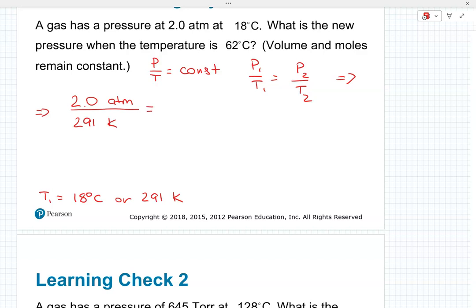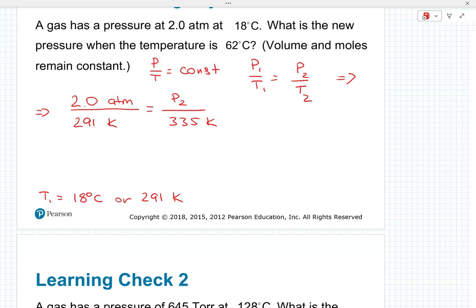And it equals, do we know P2? No, that's what we're trying to find. Do we know T2? What is it? So 335. Everybody's following me on that? All right, all good? Perfect. Calculate it yourself, I don't care.